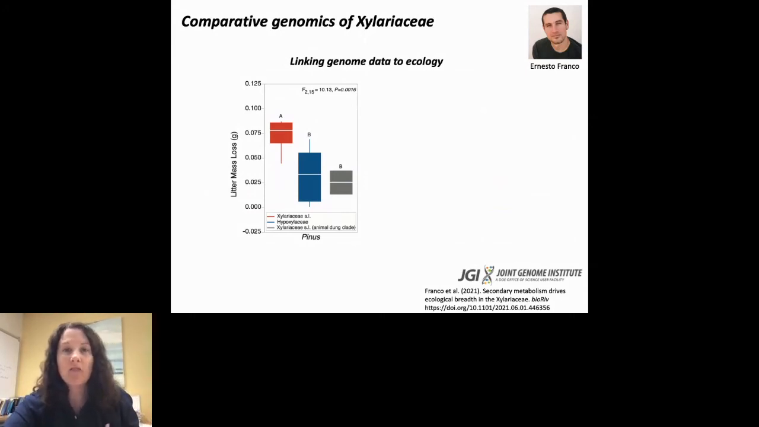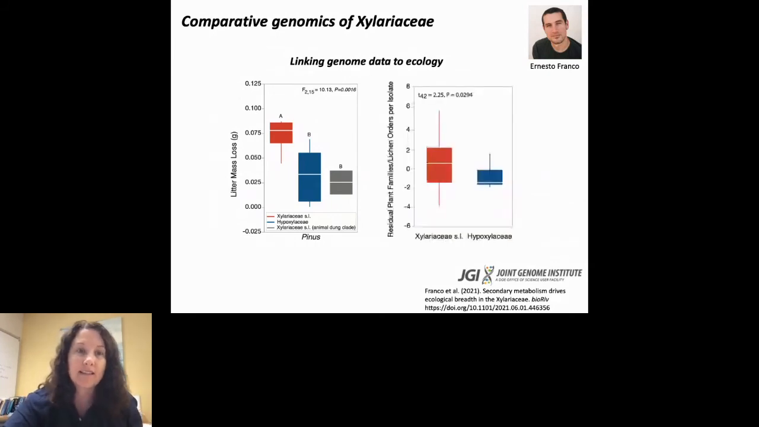Because we have all of the host information, we can also look to see if there is a difference in how these fungi associate with different plants and lichens. What we found was that Xylariaceae, in red, associates with a greater phylogenetic breadth of plants and lichens. Here that was measured by looking at the number of plant families or lichen orders that these fungal species associate with. So it looks like these genomic differences are having an impact on the ecology of these fungi.